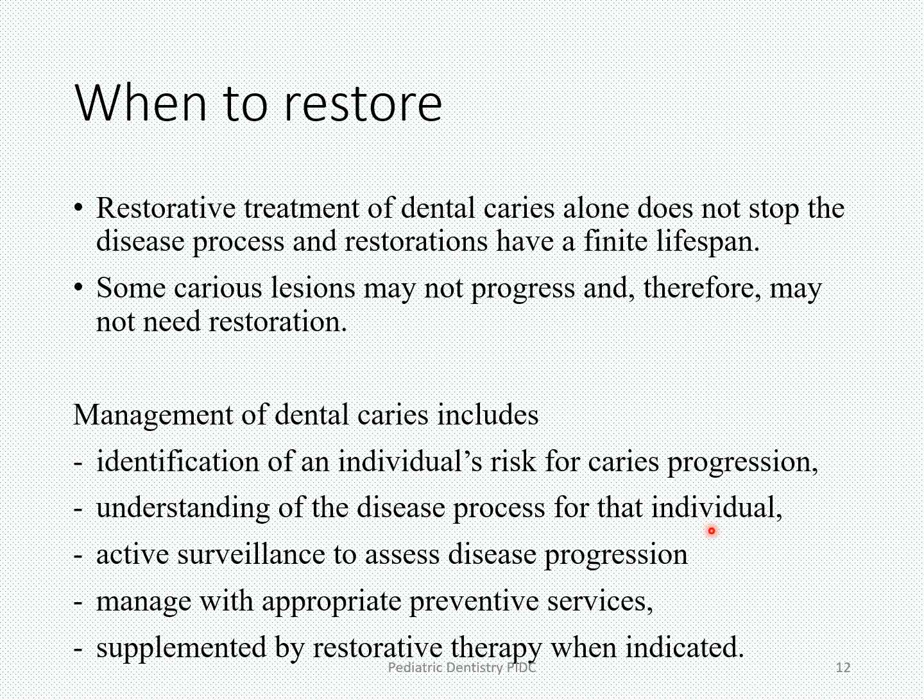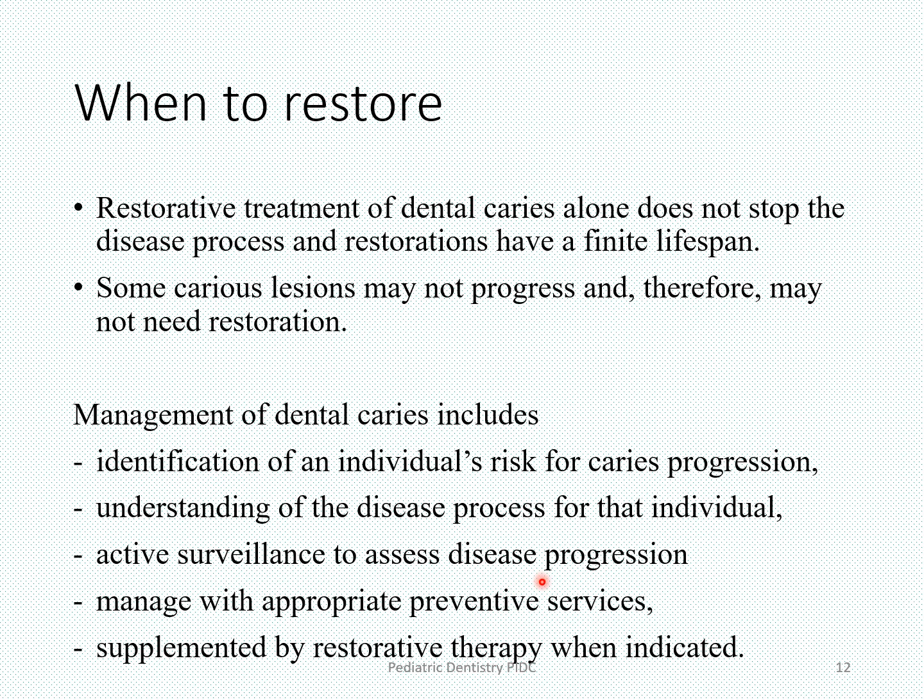Unless we do something about the caries risk, that means if the child is high caries risk, we have to do something to bring the child to moderate caries risk, and then bring the child to low caries risk. So we have to understand the disease process for that individual. Then active surveillance to assess disease progression, right?